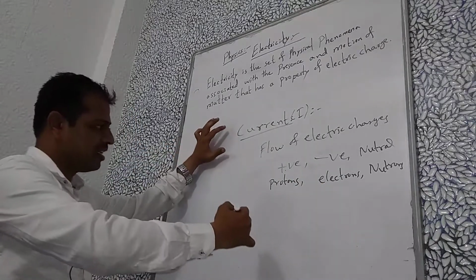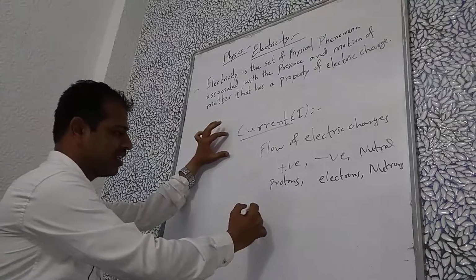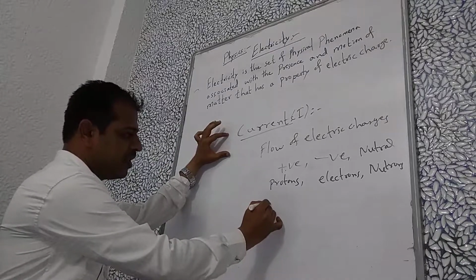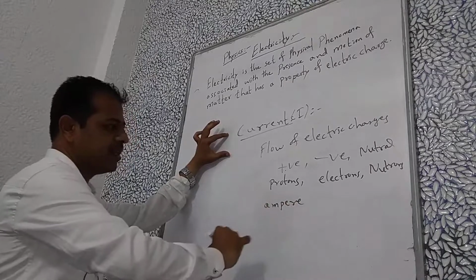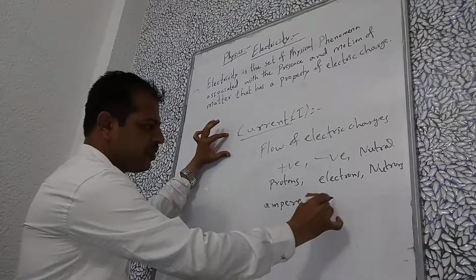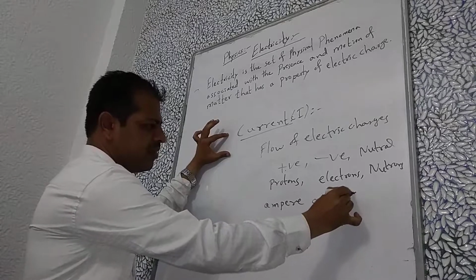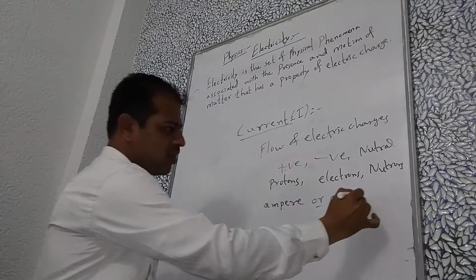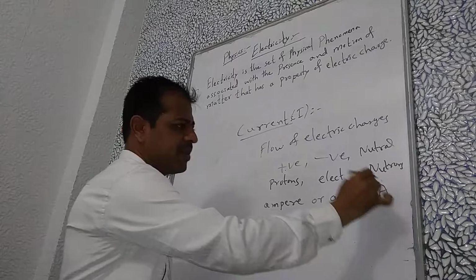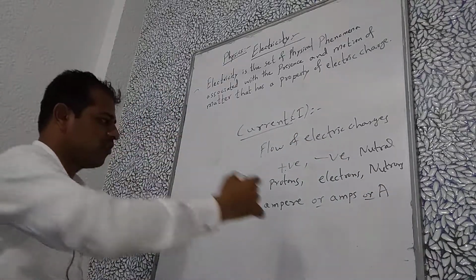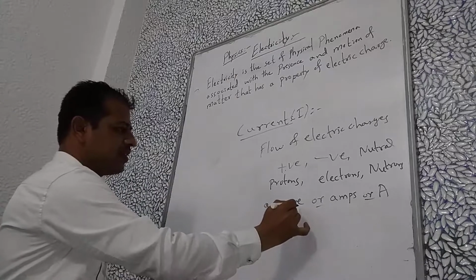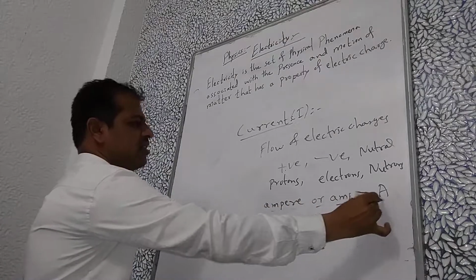Let us study the unit of electric current. It is known as ampere. The unit of electric current is ampere, and the symbol is capital A. The SI unit of electric current is ampere, A.